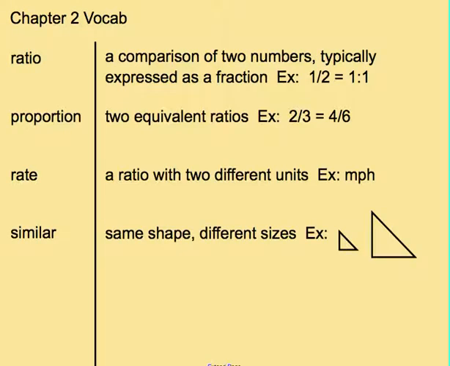So we've got 4 vocab words. These should be very much review, so feel free to not write them down if you know what all of these words mean. I'm just going to run through them quickly as a refresher. So our first term is ratio, which is a comparison of 2 numbers.